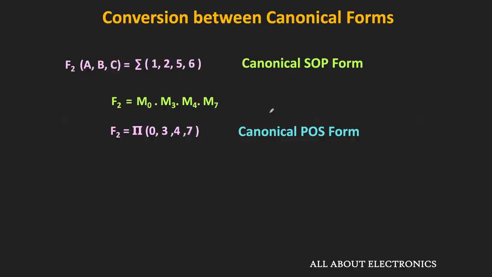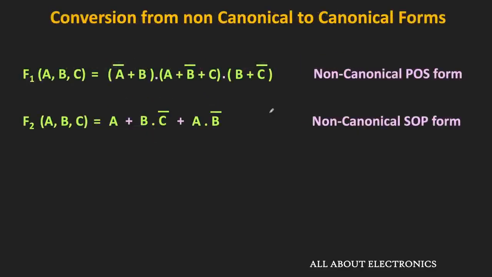So similarly, in the next video, we will see how to convert any non-canonical form into the equivalent canonical form. We will see how to convert the non-canonical POS form of expression into the equivalent canonical form, and likewise how to convert the non-canonical SOP form of expression into the equivalent canonical form. But I hope in this video you understood the sum of product and the product of sum form of representation of the Boolean expression, and you also understood the concept of minterm and the maxterm.